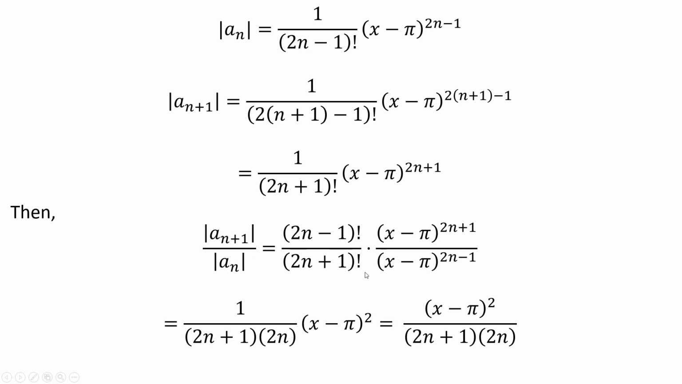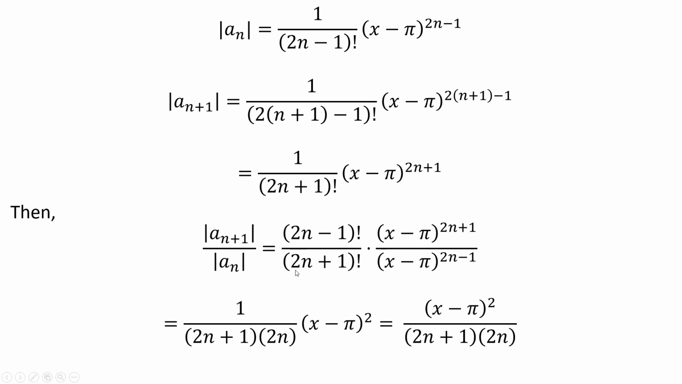And now we finally calculate this fraction that we're interested in, the modulus of a sub n plus 1 over the modulus of a sub n. When we divide 1 over something by 1 over something, these things switch places. So even though we're calculating a sub n plus 1 over a sub n, the 2n plus 1 is at the bottom and the 2n minus 1 is at the top because they switch places. However, the term that's not a fraction comes at the top, and the other term comes at the bottom.